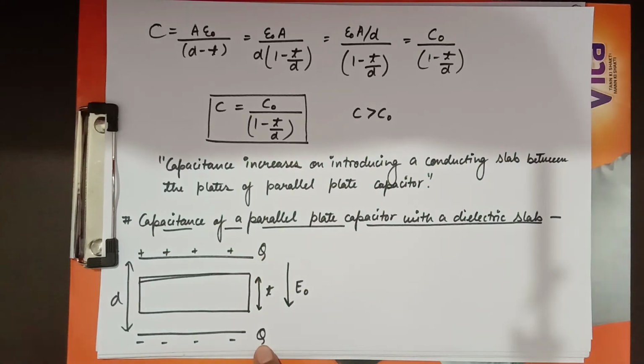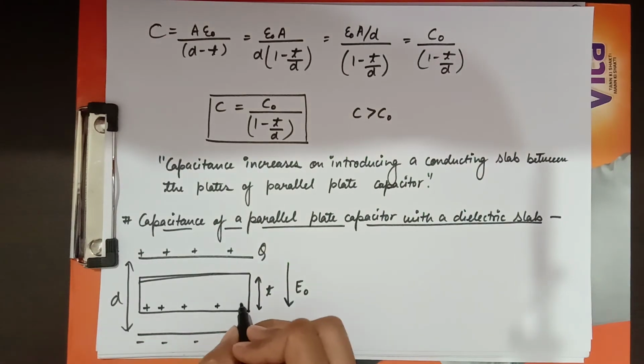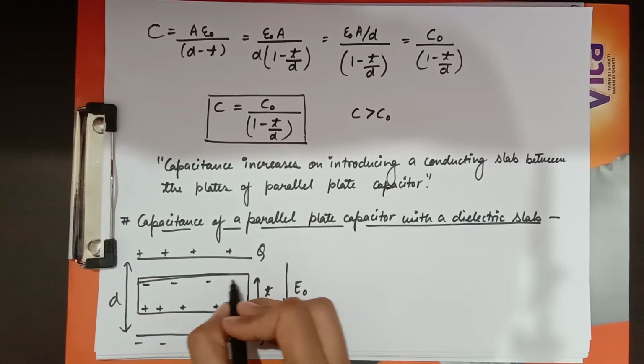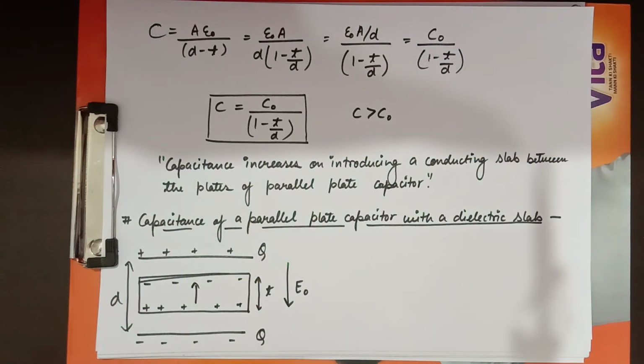And you know, when a dielectric is placed in any external electric field, the molecules inside the dielectric get polarized, means this side will get positive charge and this side will have some negative charges. So the induced electric field direction inside the dielectric will be opposite to the outside electric field.